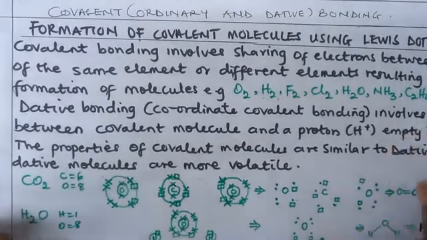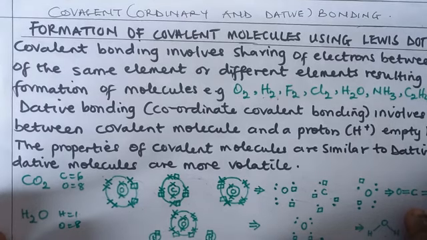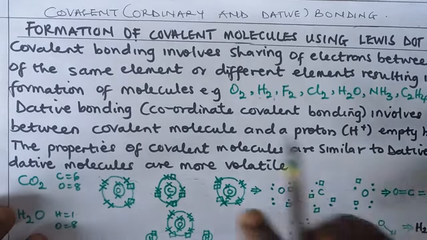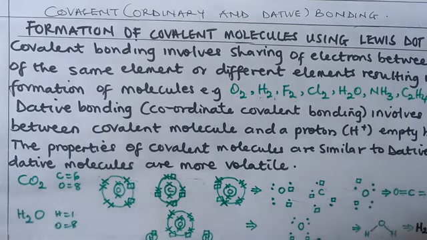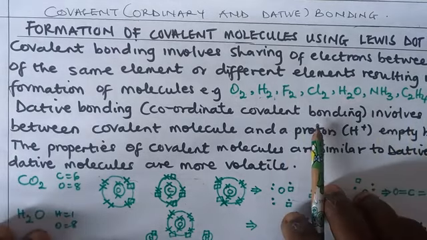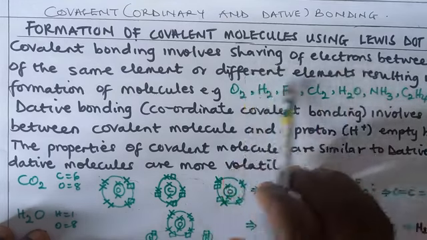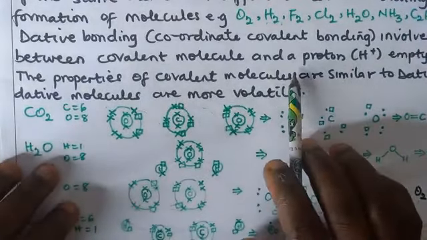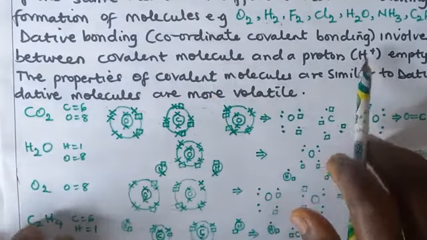So we are moving over to covalent bonding, which is also an example of intramolecular force of attraction, and it is divided into 2. We have the ordinary covalent bonding and then the dative bonding, which is also known as coordinate covalent bonding. Now in electrovalent bonding, which is also known as ionic bonding, there is complete transfer of electrons. But in covalent bonding, there's sharing of electrons. In dative bonding, we have the bonding between a covalent molecule that is already formed and a proton. I'm going to explain this later.